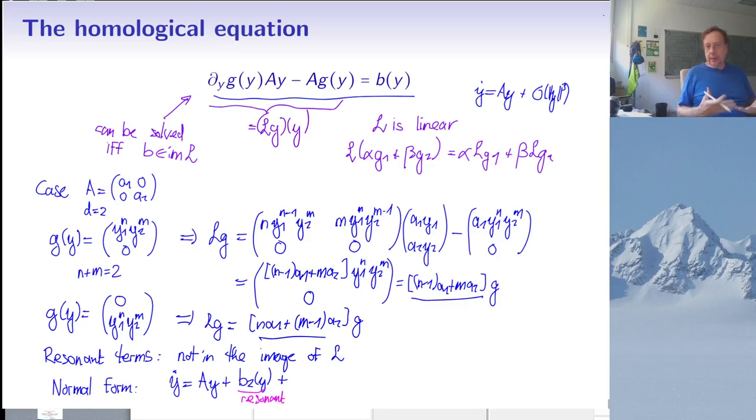However, we can again apply the same technique, so we can try to now simplify terms of order 3 by looking at the same homological equation but now acting on homogeneous functions of degree 3. And so there may be a remainder b3 of y consisting of resonant terms that we cannot eliminate, and so on. So we can do this any finite number of times if things have a sufficient number of derivatives, and this gives us the normal form. So what we have gained by this is that instead of having a general equation y dot is A y plus a general nonlinear term, we now have nonlinear terms that have a specific form, so they will in general be simpler than in the original equation.